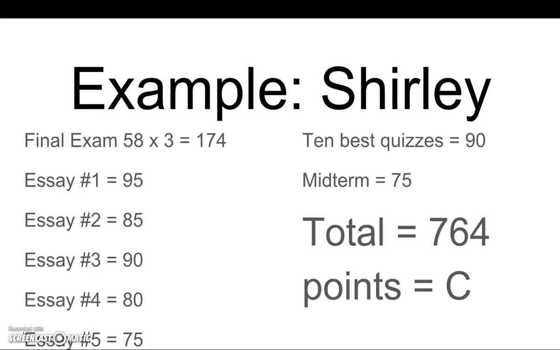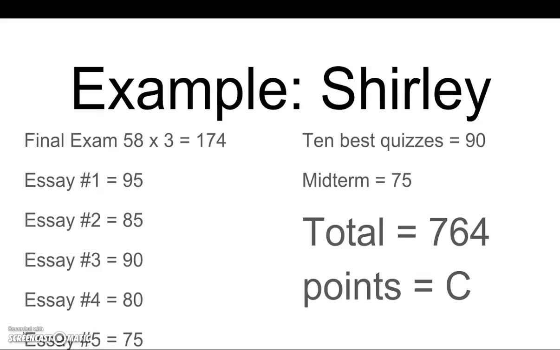Another example, Shirley. Now, Shirley failed the final exam. She only got a 58. So we're going to want to minimize the impact of that final exam. We're going to count as many other things as possible. She did better on each of her 5 essays. Let's count each of those.